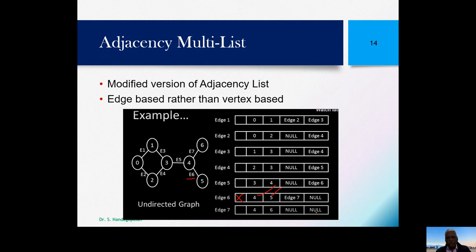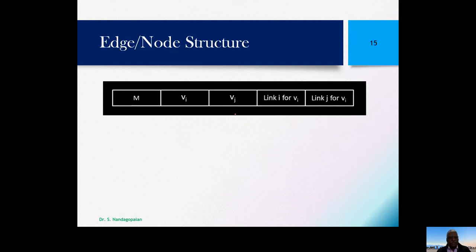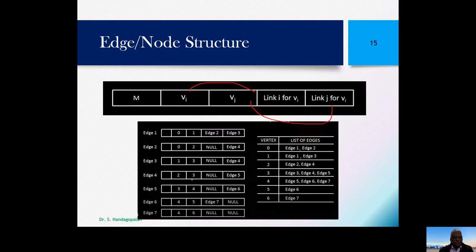So we can represent it in an edge form. That means all edges, and then the details of the vertices connecting this edge plus the outgoing or incoming edges, depending upon whether it's a directed or undirected graph. So how does the structure of each node look? It's like this: marking field, these are the two vertices connecting this edge, and then the links for each of these vertices, VI and then VJ. So that's how you get this same figure as we have seen in the previous slide. And we can in turn get the vertex details as well, starting from 0 to 6. Now, which are those edges connecting these vertices? So this is another way of representing the same graph, directed or undirected, not in the vertex form, but in the edge form.